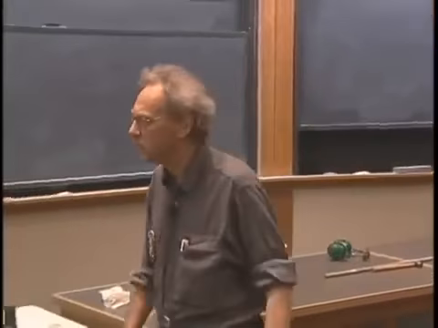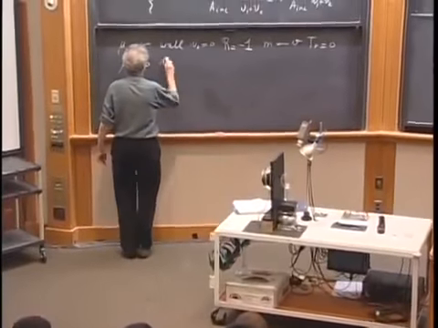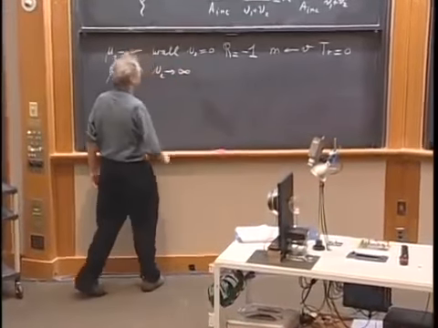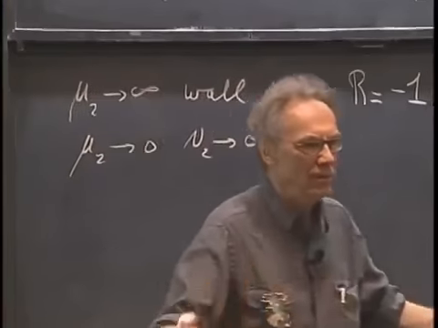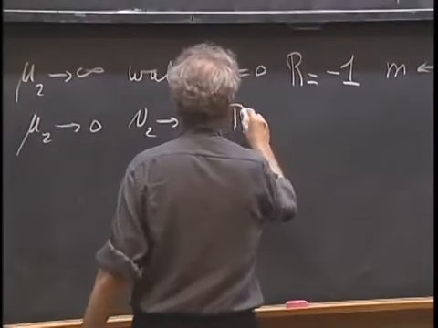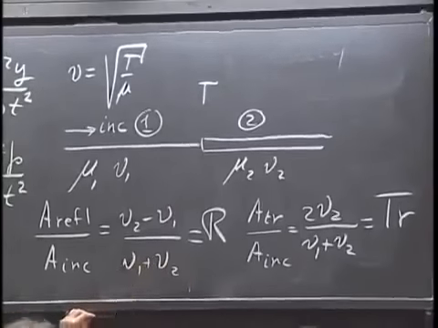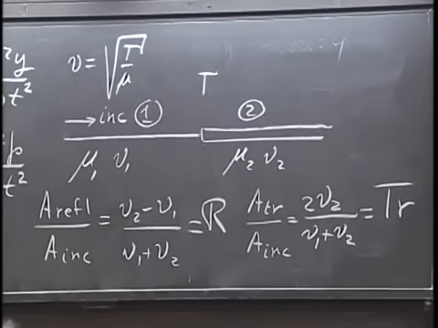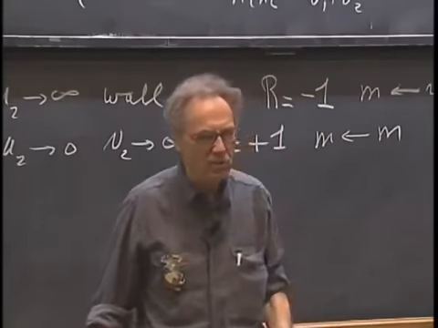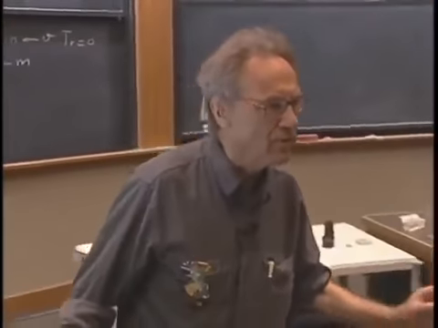It's not just nonsense. So mu2 goes to 0, that means that v2 goes to infinity, and then we looked at R, and we say, well, if v2 goes to infinity, then R equals plus 1. And we were all very happy. A mountain comes back as a mountain, and I even demonstrated that. We were still able to sleep at that point.